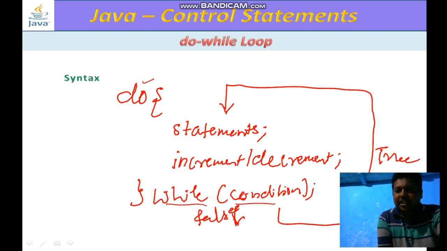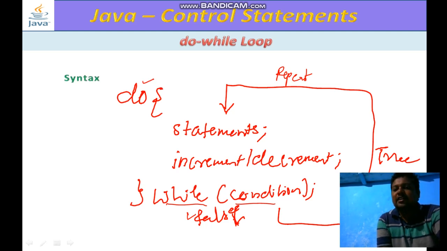When this condition is evaluated true, the loop will execute once again, which means the loop will repeat. If the condition is false, the loop will come outside. The loop will execute until the condition becomes false. When the condition is true, the loop repeats, and when the condition is false, it comes outside.